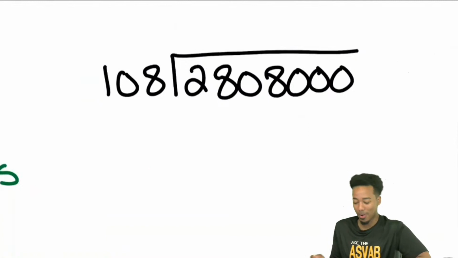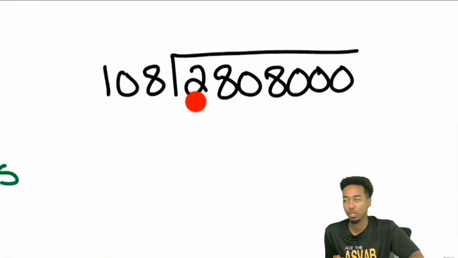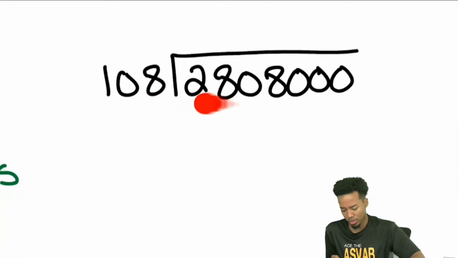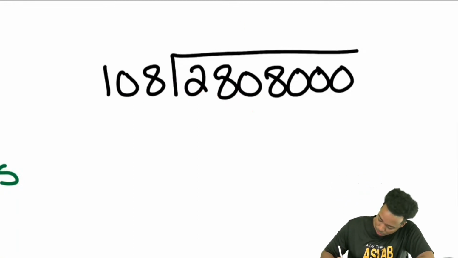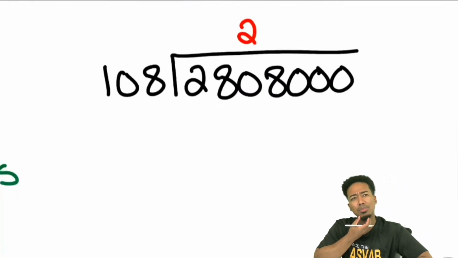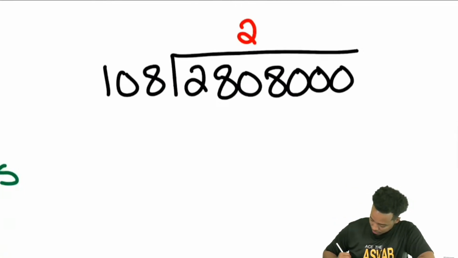So first things first, my party people. Let's ask ourselves, how many times does 108 go into 2? 0. Okay. How many times does 108 go into 28? 0. How many times does 108 go into 280? 2 times. So what I'll do is I'll put a 2 right up there. And everybody, what's 108 times 2? 216. So what I will subtract is 216.